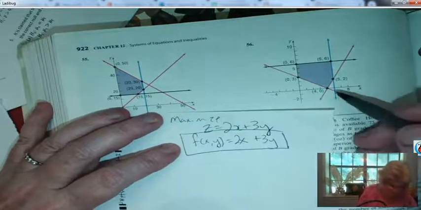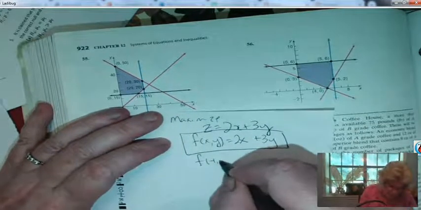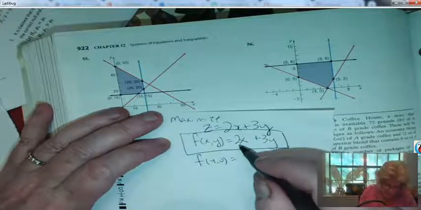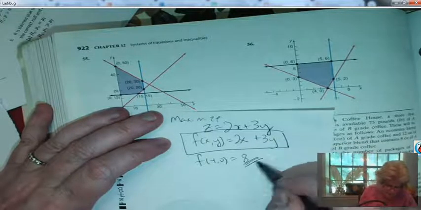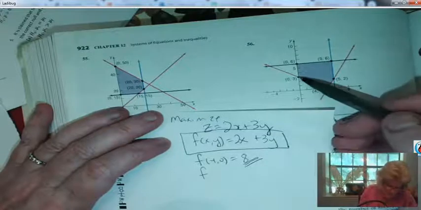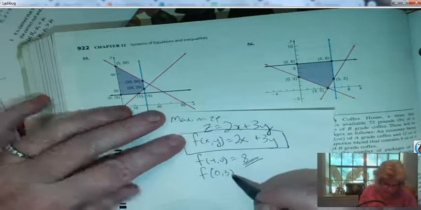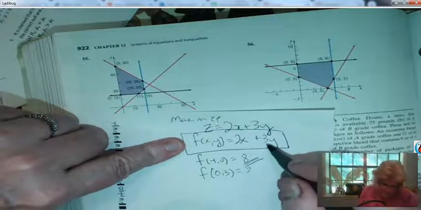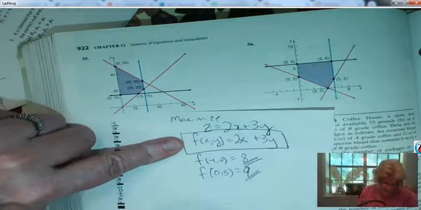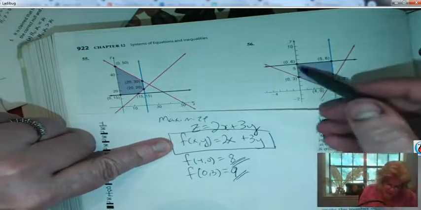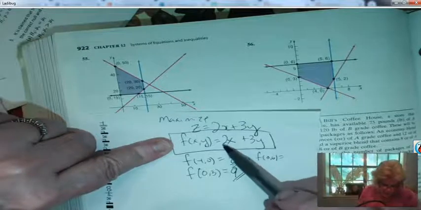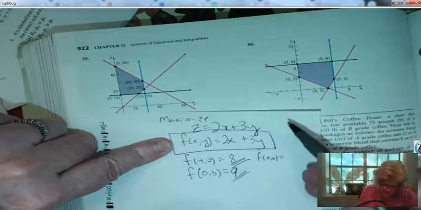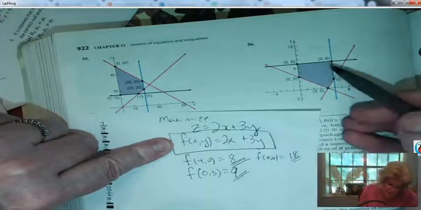And so what are my vertices? I've got 4, 0. So that's going to be 2 times 4, which is 8, plus 3 times 0. Then what's the next one? 0, 3. And according to this formula, that's going to be 2 times 0 plus 3 times 3. So that'll be 9. And what's the next one? 0, 6. And that'll be 2 times 0 plus 3 times 6.